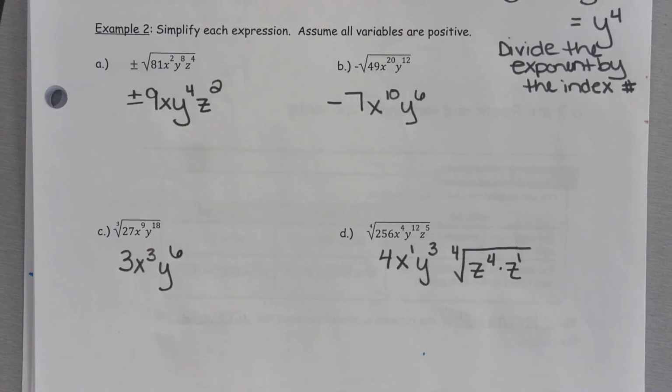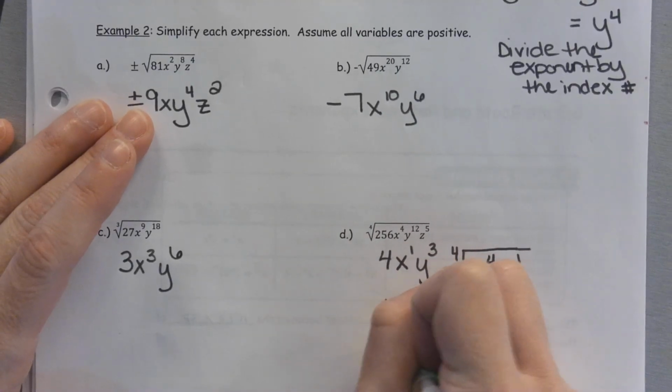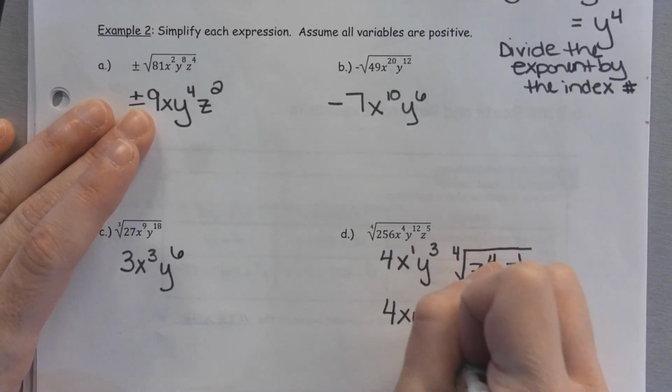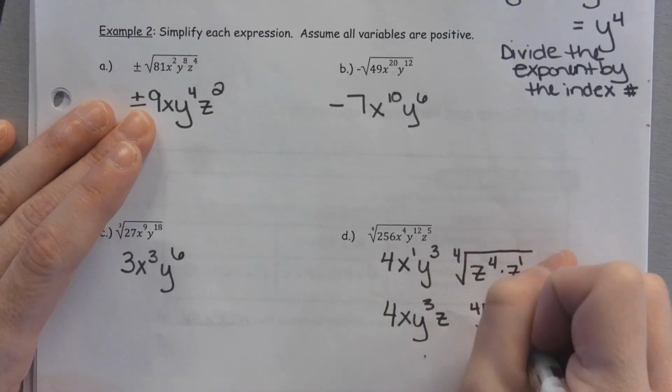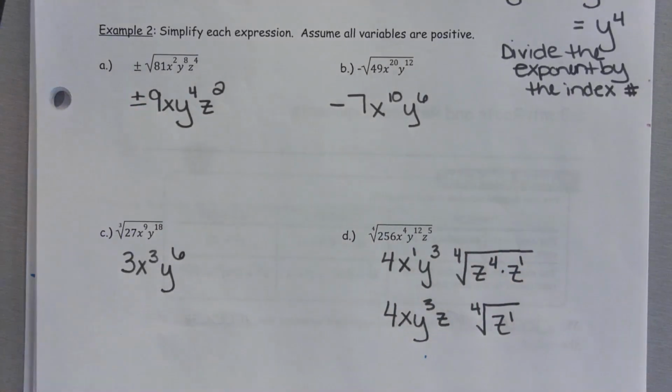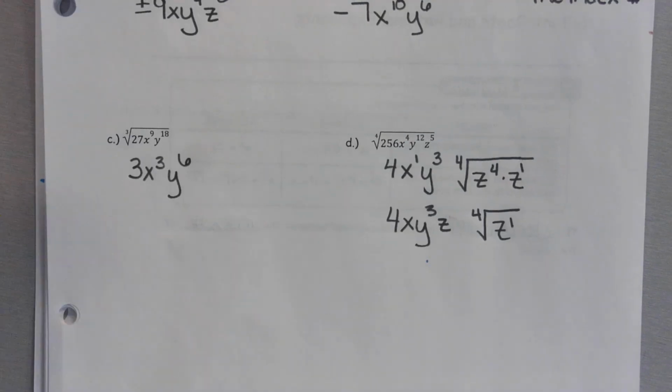Okay. Now, can I take the 4th root of z to the 4th? Yes. What is it? 1, right? It's z to the 1st. So I've got 4x y cubed z, and then I still have my 4th root of z to the 1st. Can I take the 4th root of z to the 1st and have it be nice? No. So it lives on under the root.